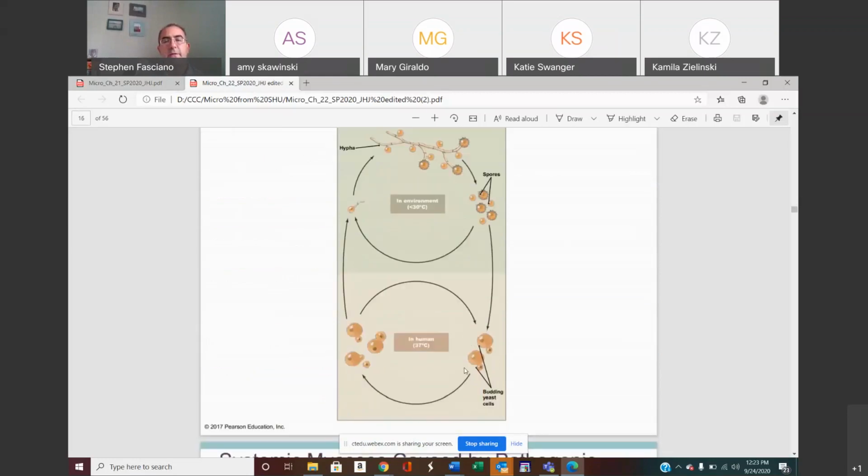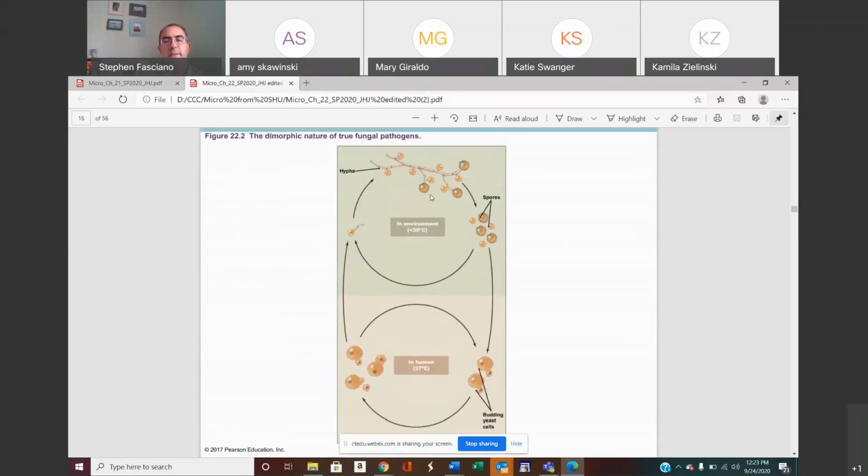And so here's the life cycle of them, right? You can see in the environment when it's a little bit more moderate out, you get these hyphae, these branches, right? But then once they get into your body, they become these tiny little unicellular spores that bud.